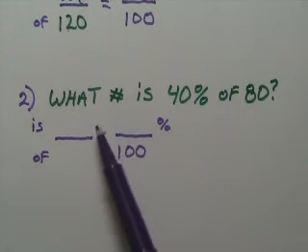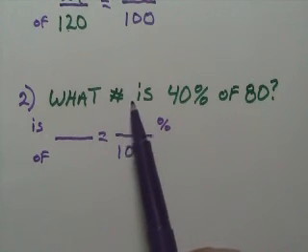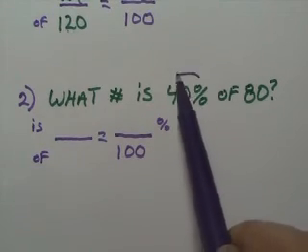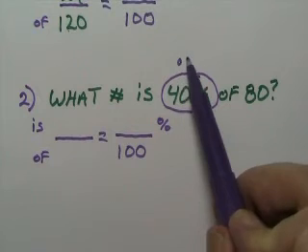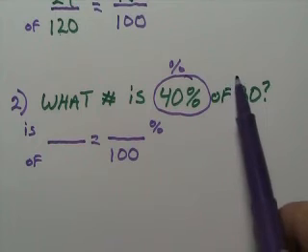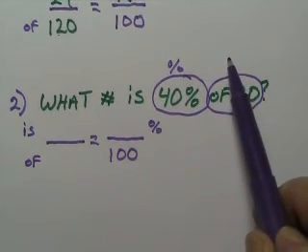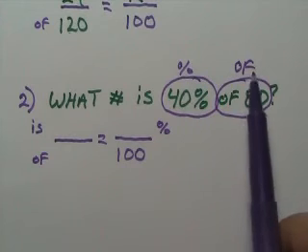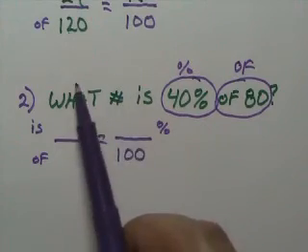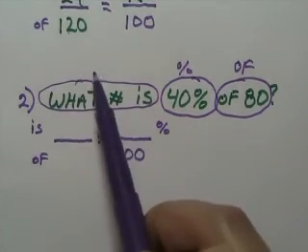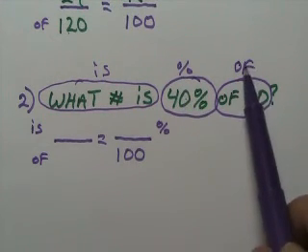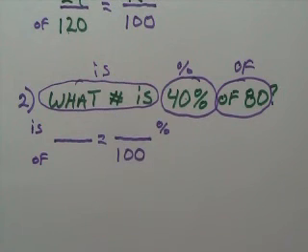Okay, so now let's move on to this sentence here. What number is 40%? Well, that's a percent number right there. I know that. 40%, that's your percent number. Then I have of 80. That's my of number. So I have a percent, I have my of. What about my is number? What number is? We don't know the number. This is my is number, we just don't know that number. It's not given to us. We know the percent number. We know the of number. We don't know the is number.